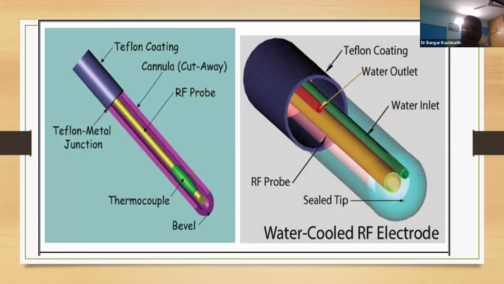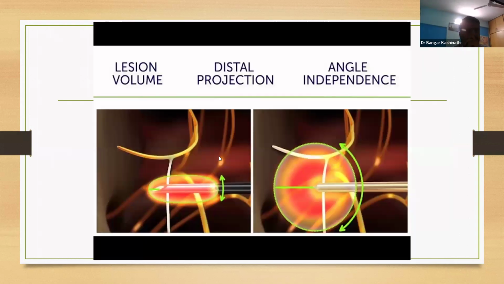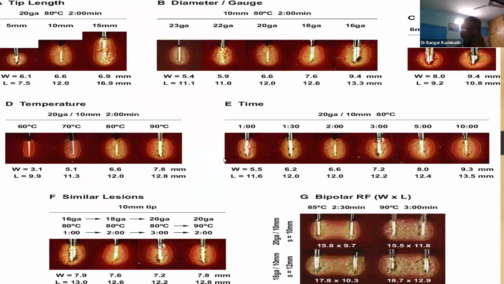So there is Teflon coating, water inlet, RF probe, water outlet. Water will come through this and will enter through this, right? This is the cool. So comparison between the conventional and cool, you will all be asked. Lesion size: what are the various factors which decide the lesion size?